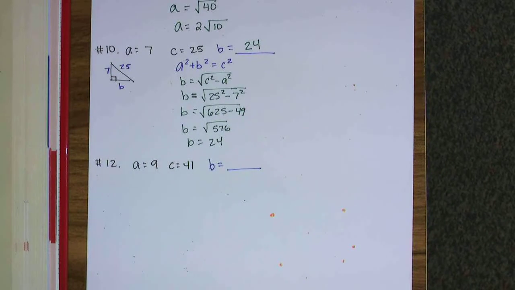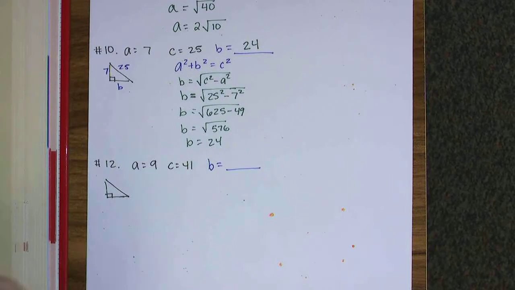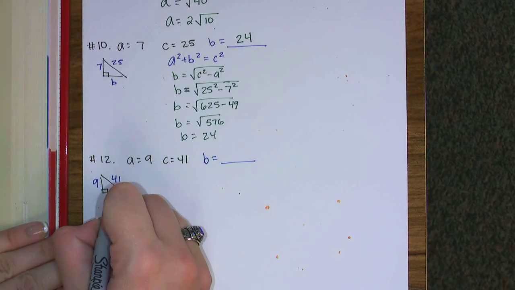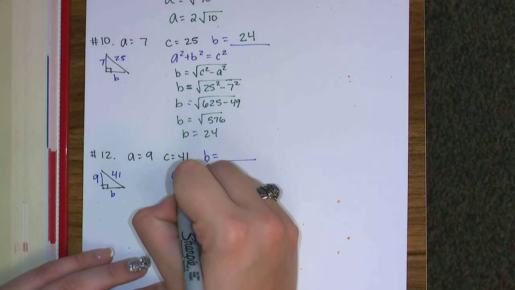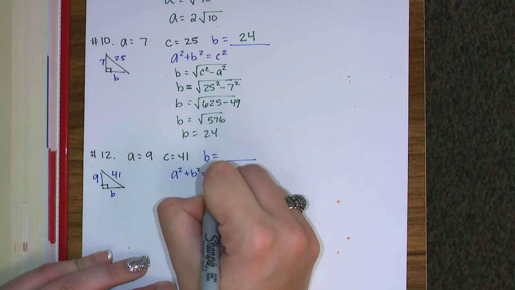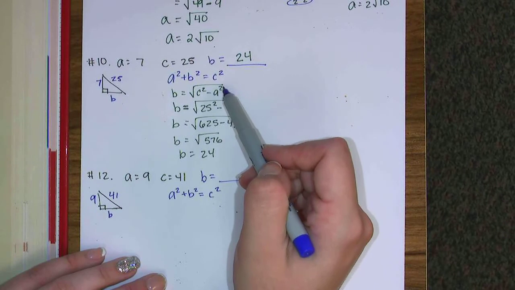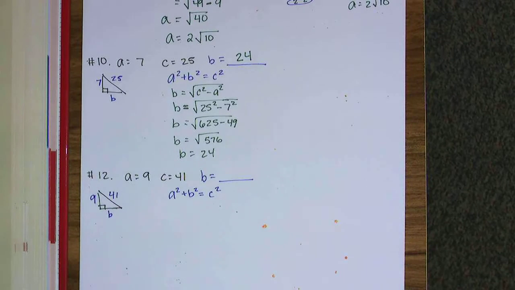I'm going to draw my triangle, drawing my right angle. So A is 9, C is 41, and B we don't know, so we're just going to write that in. Just to get in the habit, A squared plus B squared is equal to C squared. I had already written this formula, so I'm just going to use it here and not pull the other page back over. So B is equal to the square root of C squared minus A squared.